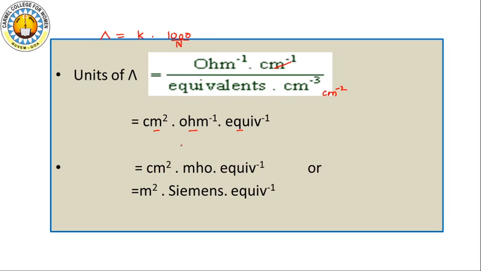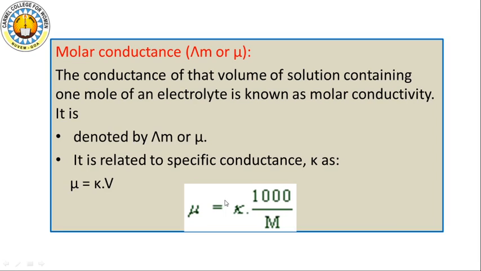Or you can also write the units as centimeter square instead of per ohm. Per ohm is the unit of conductance. We can write mhos, which is also the unit of conductance, and equivalent inverse. Or the other way of writing is, instead of centimeter square, in the SI unit you can write it as meter square. Instead of mhos, the SI unit is Siemens, equivalent inverse. So these are the units of equivalent conductance.